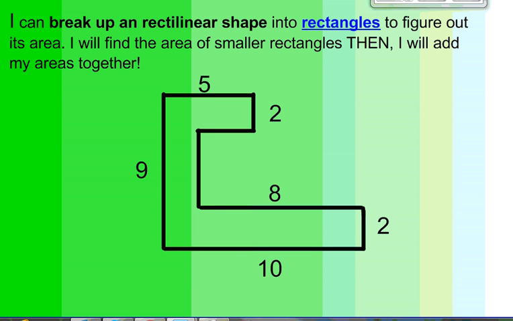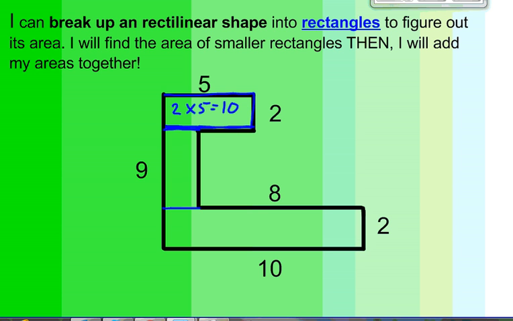Or if I wanted, I could extend here, I have a rectangle and I can break it up this way. All right, I'm going to leave it as is right now. If I look at the smaller rectangle, once I've broken it up, I want to see if I need to fill in missing sides. I have a width, I have a length, so I can calculate the area of this rectangle. 2 times 5 equals 10. Area, you are multiplying length times width.